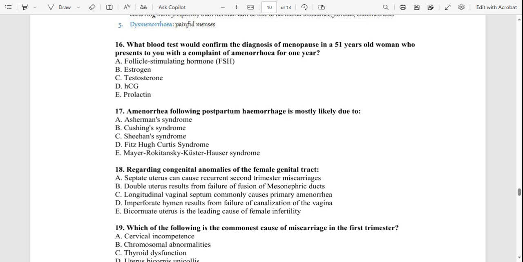Number 17 is saying amenorrhea following postpartum hemorrhage is most likely due to Asherman syndrome, Cushing syndrome, Sheehan syndrome, Fitz-Hugh-Curtis syndrome, Mayer-Rokitansky-Küster-Hauser syndrome. What do you think? Amenorrhea after PPH is mostly because of what?